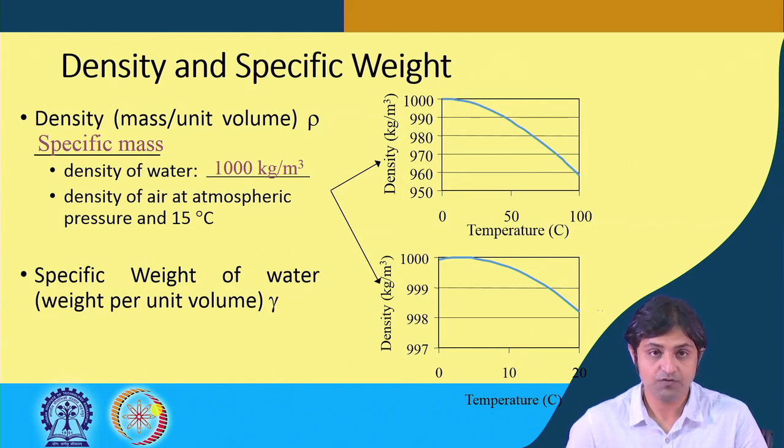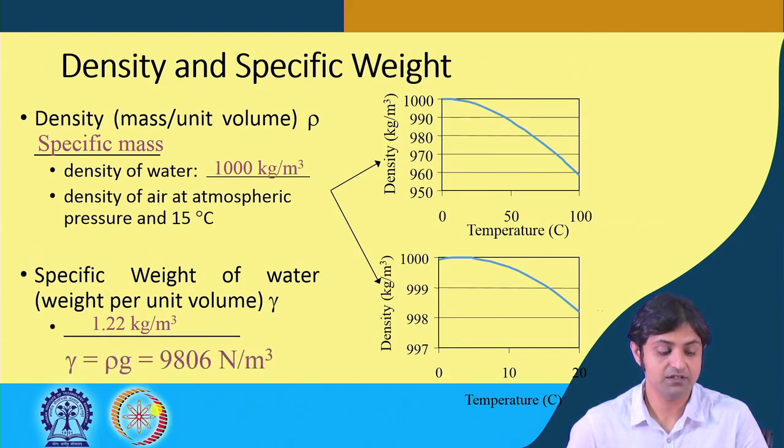The density of air is 1.22 kilogram per meter cube. The specific weight, which is called gamma, of water is rho g, 9806 Newton per meter cube.